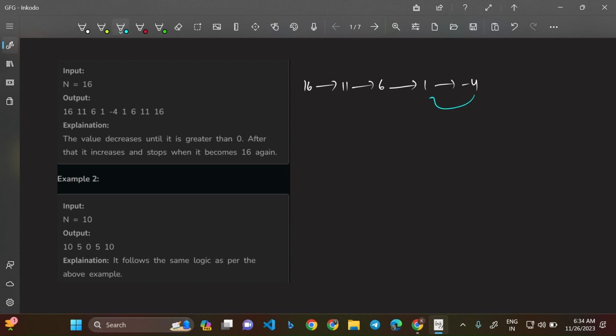So it will be going in this fashion, and from 1 it will go to 6, from 6 it will go to 11, and from 11 it will go to 16. So you'll be adding first 16, then 11, then 6, then 1, then minus 4, and then once again you'll be adding 1, then 6, then 11 and 16. Okay, so similar is the case with 10 as well.